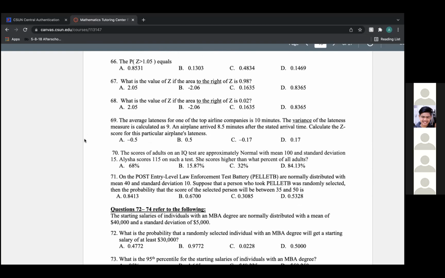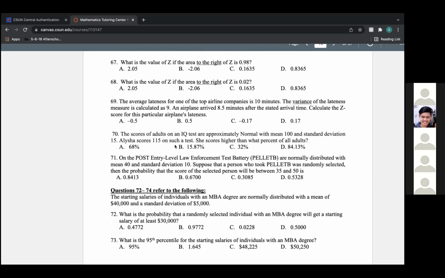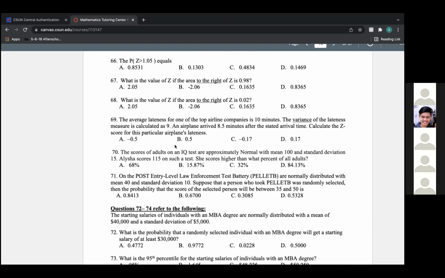We agree? I have a quick question. When I did number 67, on my calculator I can't choose the left and right version. So I got negative 2.0537. So would the answer... Wait. What area did you put in for that one? 0.02. So that's the answer, negative... But is it A or B? It doesn't round to... I know, it's a mistake. It should be negative 2.05. Okay, and then 68 would just be the opposite, which would be A. Yeah, correct.